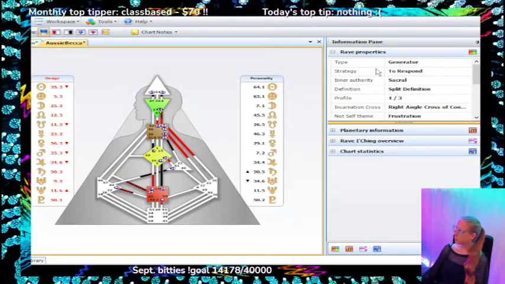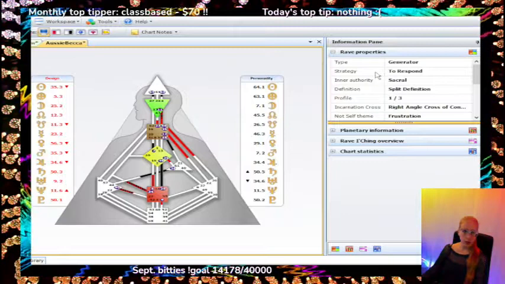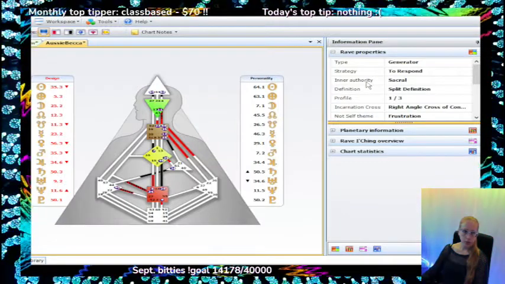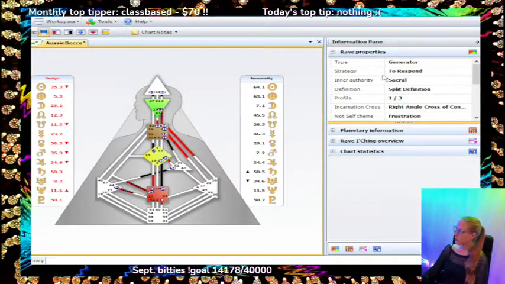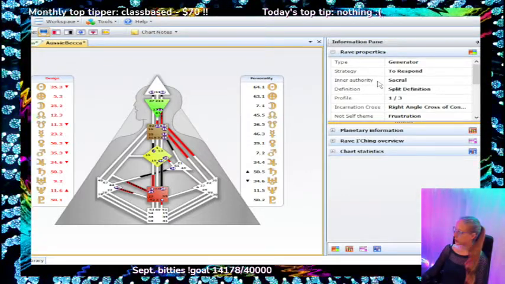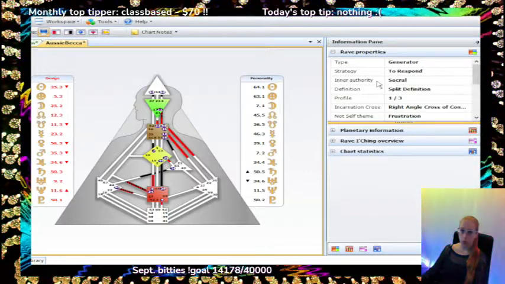So once again, you're a generator. You're here to respond. And this is your choice mechanism. So your strategy and authority is your yes and no. It is your choice mechanism. Now, we are officially going to go over what this means.